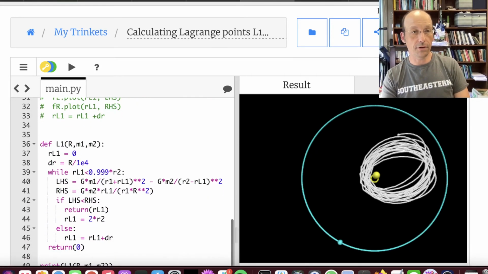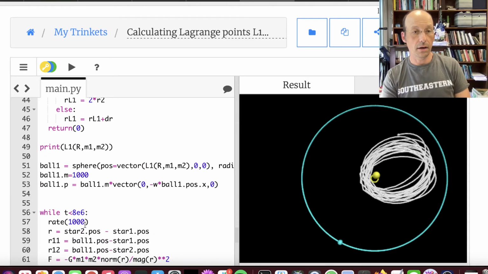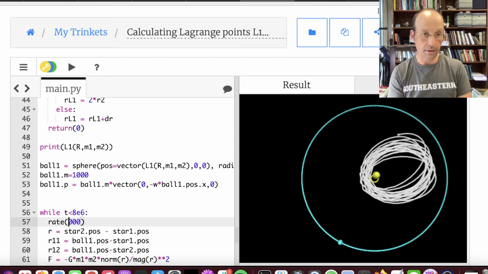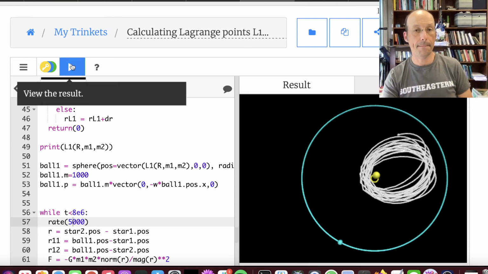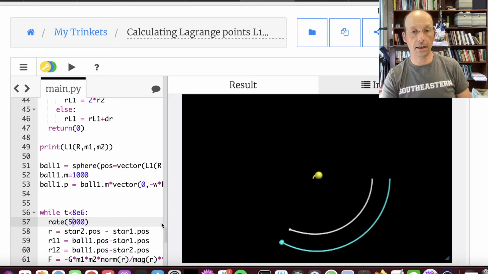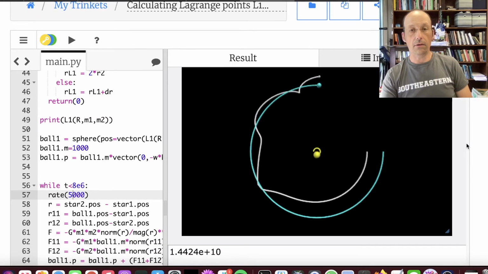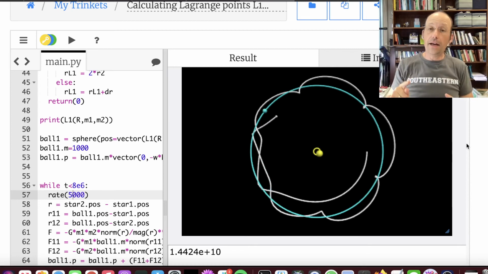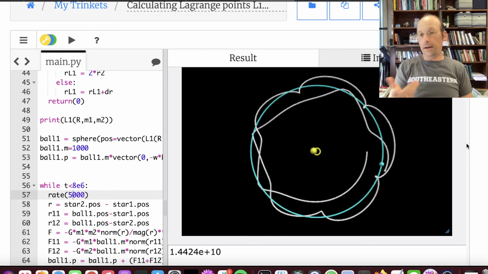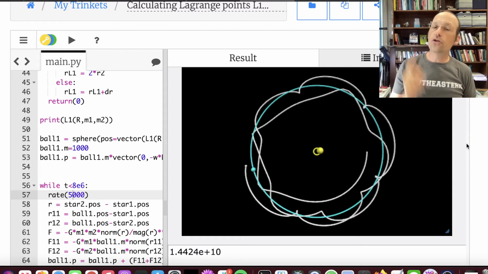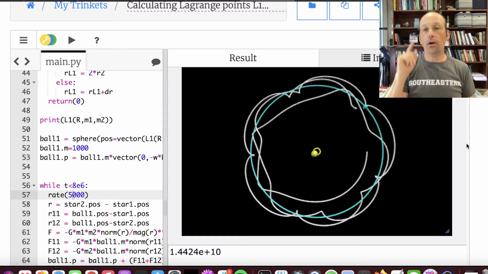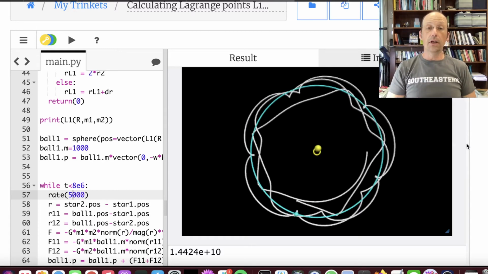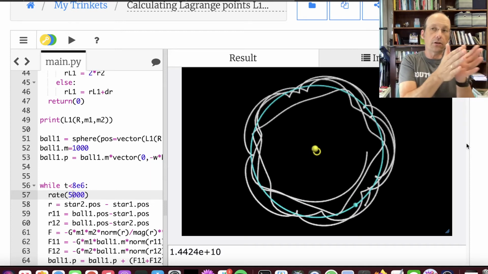And then let's increase the rate down here. Let's increase to 5,000. I don't know. Check that out. Okay, now that didn't work. It kind of worked, right? And I kind of like it. And I do know that Lagrange points L1 and L2 are unstable, so what I suspect the problem is, is that I haven't found the exact location. So I'm really kind of off.